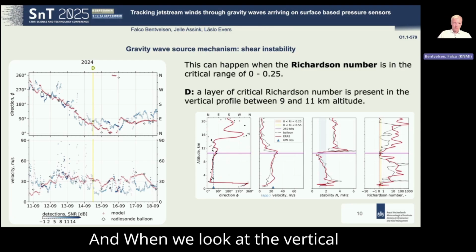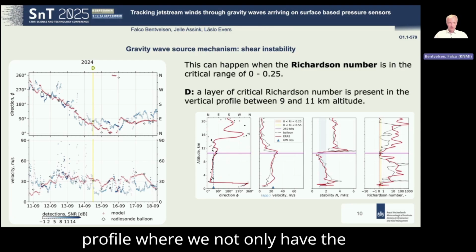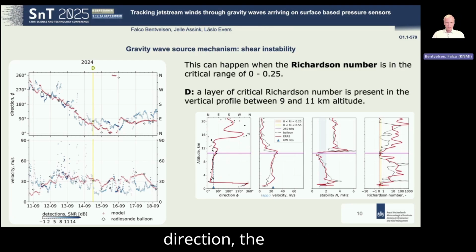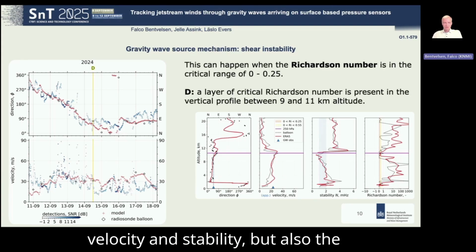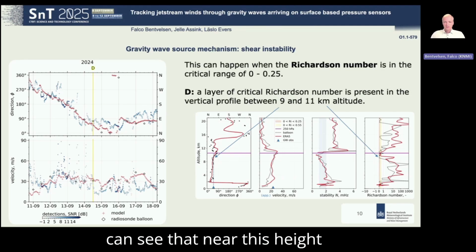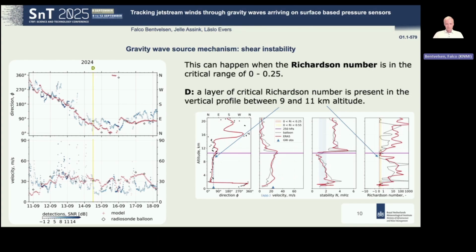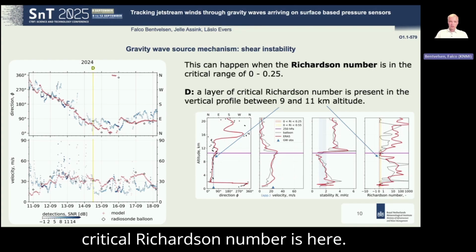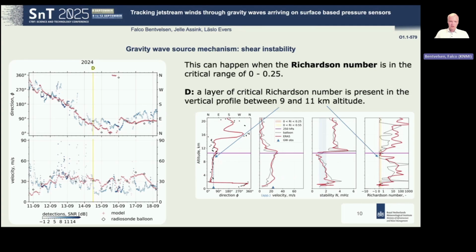And when we look at the vertical profile, where we not only have the direction, the velocity and stability, but also the Richardson number we calculated, then we can see that near this height of 250 hectopascals, the critical Richardson number is here, and also the direction is corresponding.